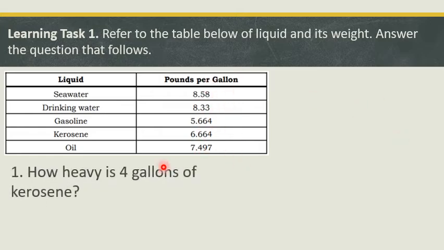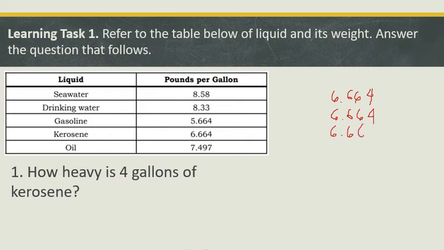So, let us answer the first problem. So, how heavy is 4 gallons of gasoline? So, ang gasoline daw, ang isang gallon ay 5 and 664 thousandths pounds. So, ngayon, gaano daw kabigat yung 4 na galon ng kerosene pala, kerosene. So, 6 and 664 thousandths. So, 4 daw na ganyan. So, kung 4 na ganyan, so, ipag-add natin yung 4. So, we have 6 and 664, plus 6. So, 4 na beses nyo siyang ipag-add kasi 4 na galon yung tinatanong.